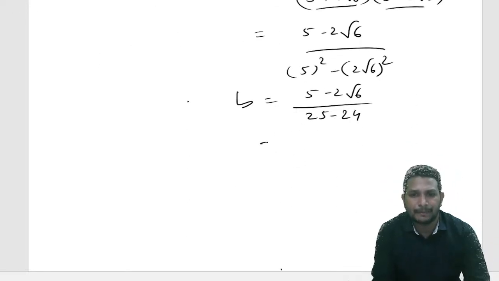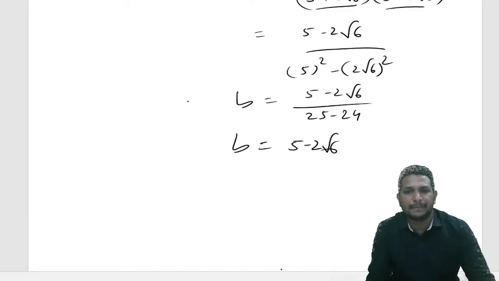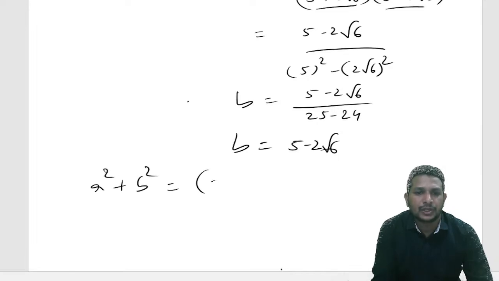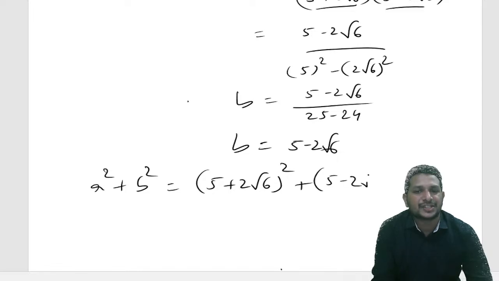So we found the value of b as 5 minus 2 root 6. Once after getting the values of a and b, we need to substitute where? In a square plus b square, because they're asking us to find the value of a square plus b square. So (5 plus 2 root 6) whole square plus (5 minus 2 root 6) whole square.